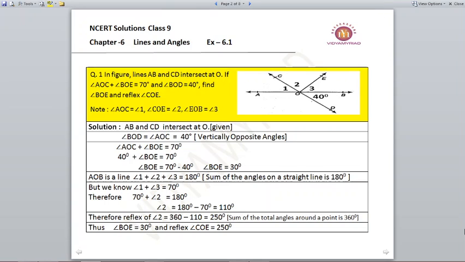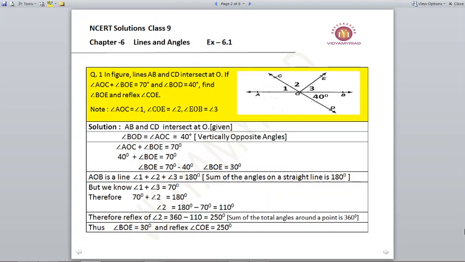If you look at the diagram, I have already marked some of the angles as 1, 2, 3 and 40 degrees is given as BOD, which I have written over here. Whatever information is given in the question, try to mark it in your diagram so that it becomes easy for you to relate what angles we need to find out. It is given that AB and CD are intersecting at O, so BOD is 40 degrees, its opposite angle is 1, which is angle AOC, and it will also be equal to 40 degrees as per vertically opposite angles.